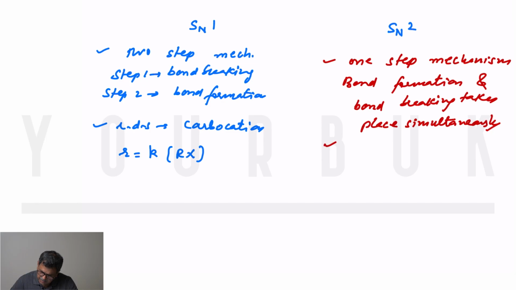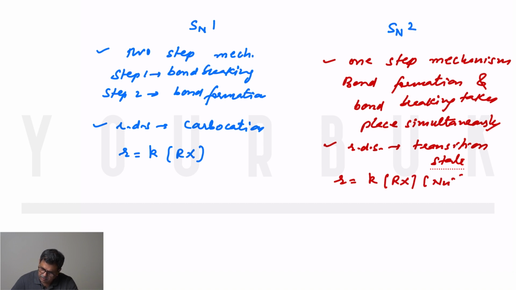But in SN2, the rate determining step is the formation of a transition state. So the rate equation is this: R equals K [RX], it also depends on the concentration of the nucleophile.